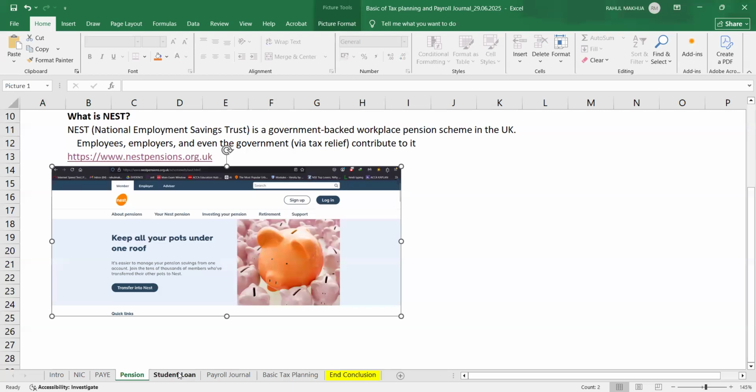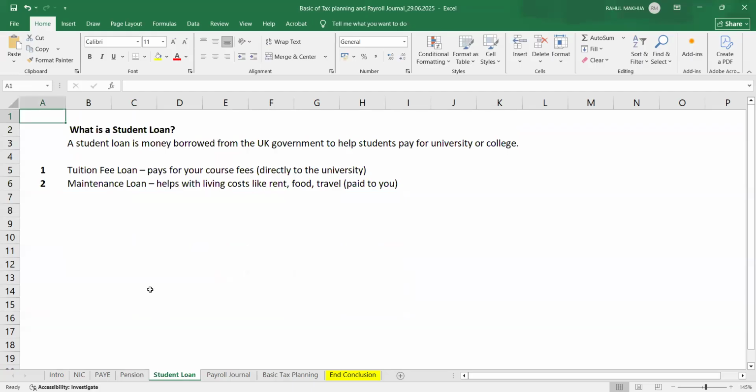Now moving forward to a term which is a student loan. Now, what is a student loan? A student loan is money borrowed from the UK government to help students pay for university or college. A tuition fee loan pays for your course fees, or a maintenance loan helps with living costs like food and rent, paid to you. So this is a student loan, which is also included in the payroll.